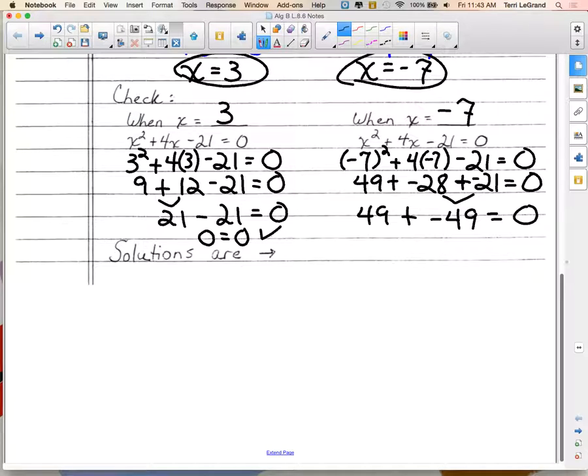And what's positive 49 plus -49? 0. It checks. Okay, so let's go back to that zero product property thing.